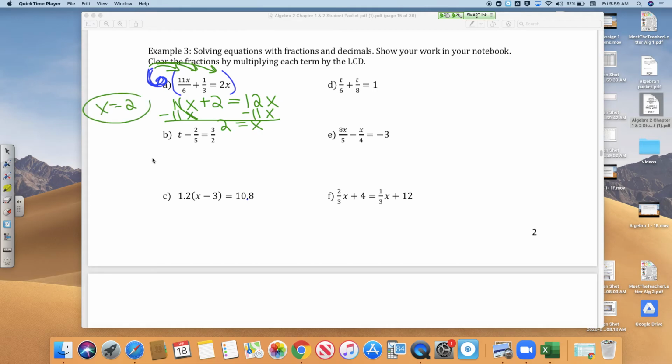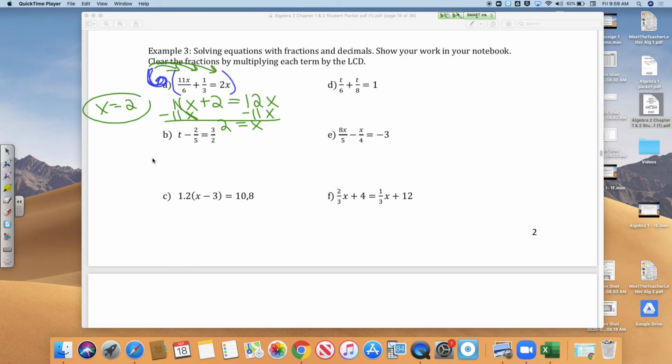Okay, letter B is pretty similar to that one, and the next one that's a little bit different is letter C, the decimals version. So when you have decimals, I feel like it's not as tricky as having fractions. Like, I don't take decimal problems and get rid of the decimals. I just deal with them.